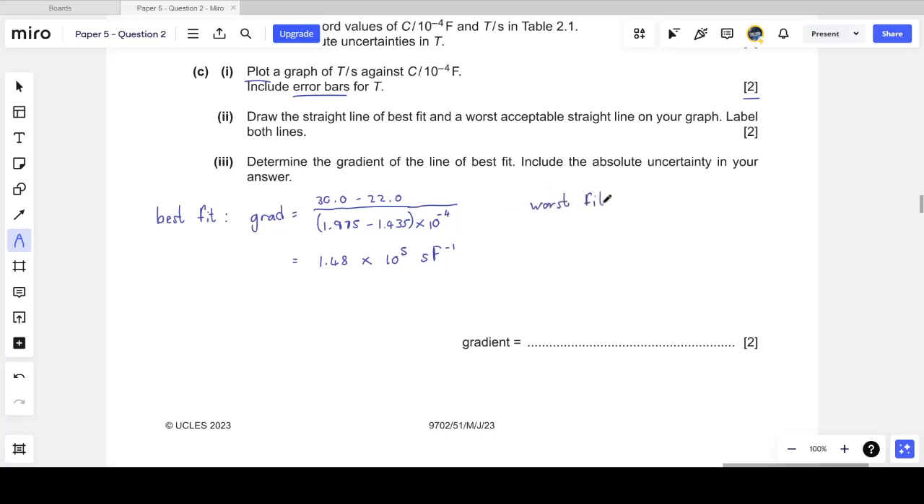What about the worst acceptable line? Again, you have to show your calculation of the gradient, especially because if you get it wrong, you won't be given marks for just writing a wrong gradient down. And what you should usually find in paper 5 question 2 is that your gradients will not differ by too much. It won't be a massive fractional uncertainty. It shouldn't be a massive fractional uncertainty.